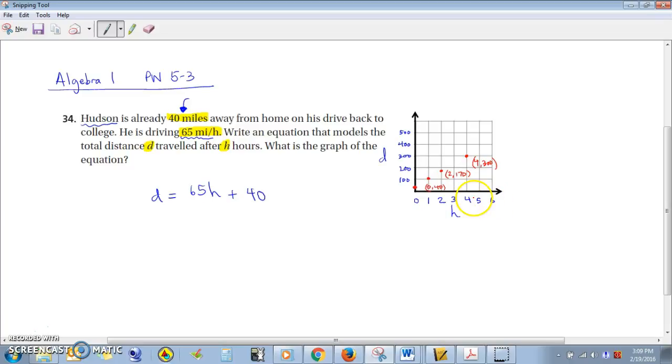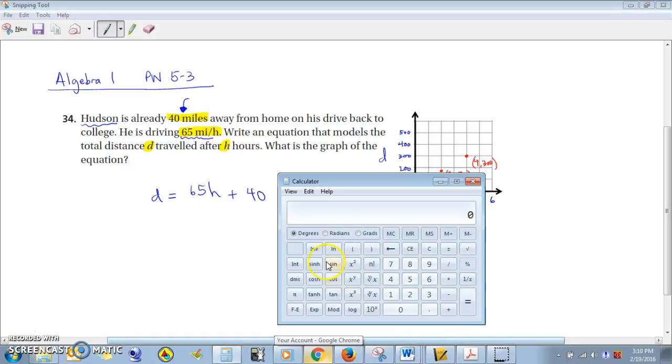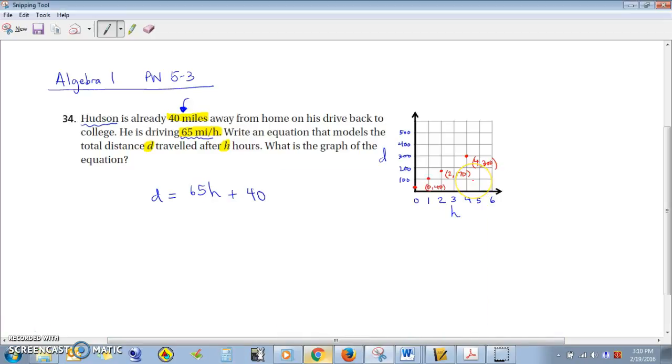And then we already did 6, right? But I forgot what it was, so I'm going to do it again. 65 times 6 is 390, plus 40 is 430. So over 6 hours, up 430 miles. 6, 430. And now you've got a nice line of dots, and you draw a nice straight line through them. And there you go. Bada bing, bada boom.